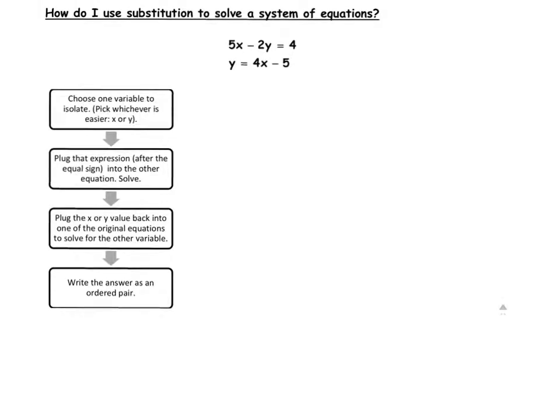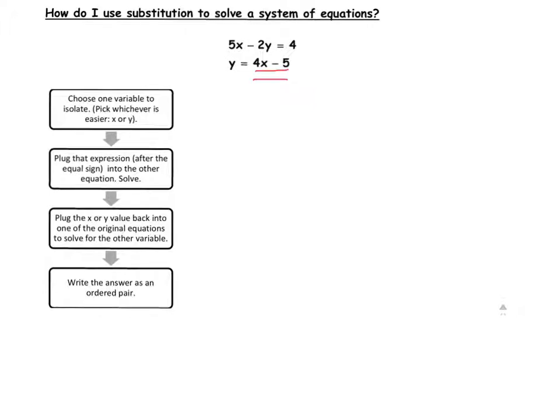How do I use substitution to solve a system of equations? Okay, well, let's take a look at our two equations. 5x minus 2y equals 4. So in our first equation, neither variable is solved for here. X has a 5 in front of it, y has a negative 2 in front of it, and they're both on the same side. So that's not really great. The second equation, though, is y equals something. It's y equals 4x minus 5.